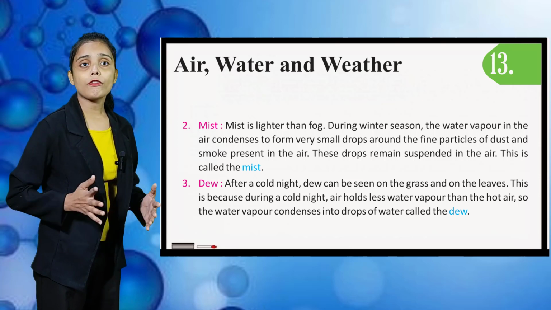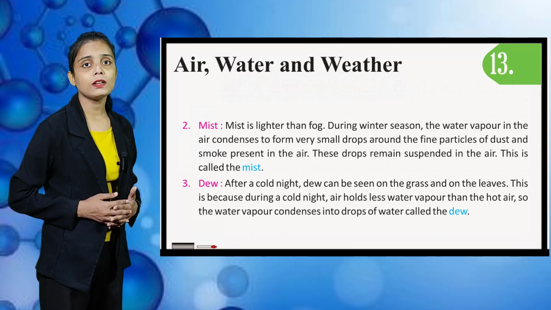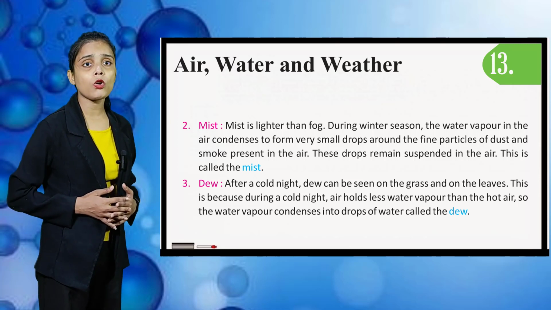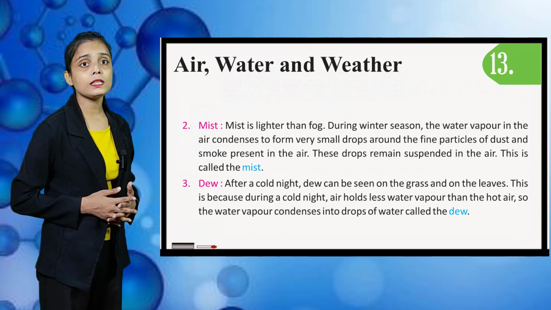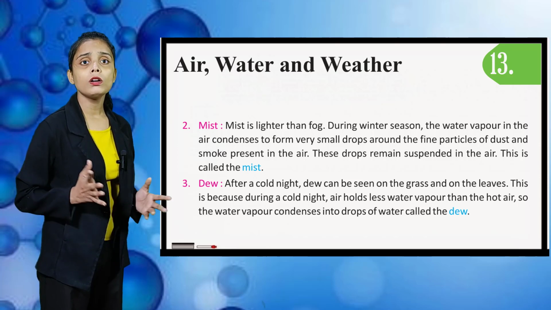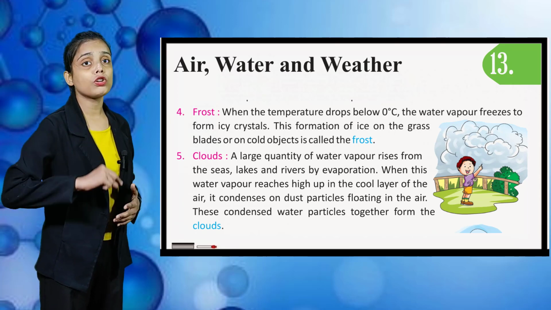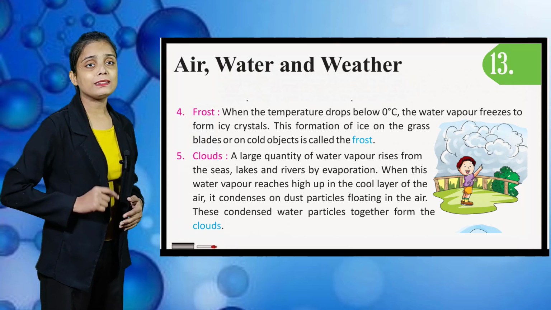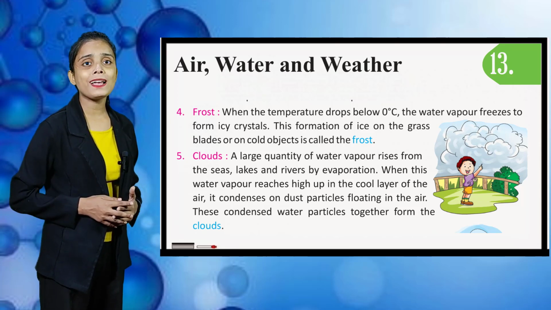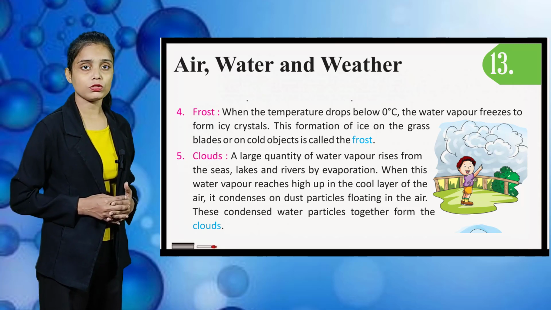Next, dew. After a cold night, dew can be seen on the grass and on the leaves. This is because during a cold night, air holds less water vapor than the hot air. So, the water vapor condenses into drops of water called the dew. Next is frost. When the temperature drops below 0 degrees Celsius, remember that, the water vapor freezes, forming icy crystals. This formation of ice on the grass blades or on cold objects is called the frost.